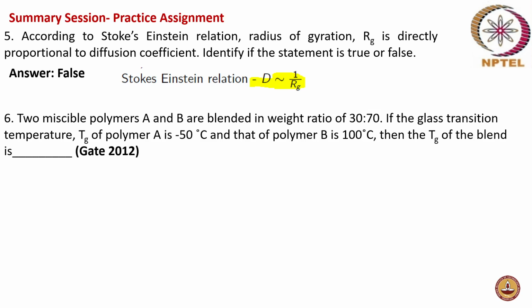The T1 by phi 1 plus T2 by phi 2 equal to 1 by Tg. Is it? Revati, do you agree? I think it's the volume fraction by the glass transition of one component plus volume fraction by the glass transition temperature of the other component equal to 1 by the glass transition of the blend.